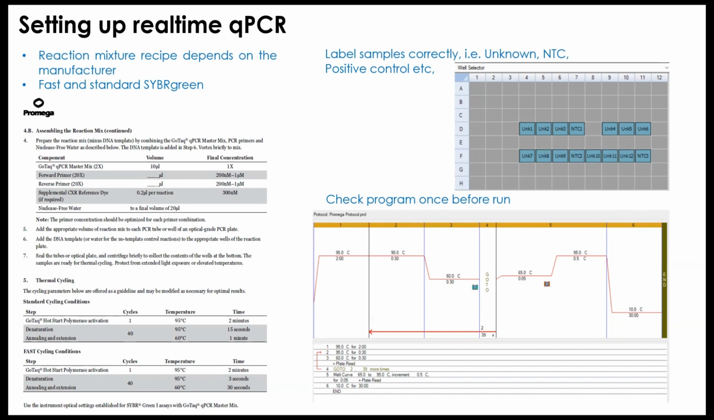Make sure that in the software you label the sample correctly. Like, for example, the unknown sample with what gene it is, negative control, positive control, and then the mentioning of the gene and the sample number is very much important. And before you start the reaction, you must check whether you have set it correctly or not.